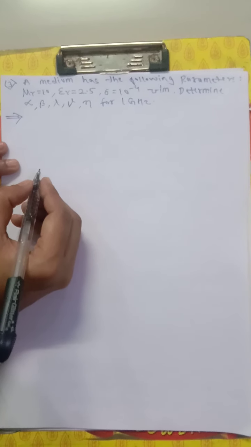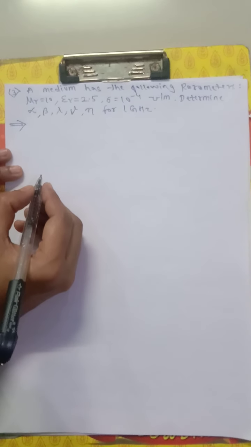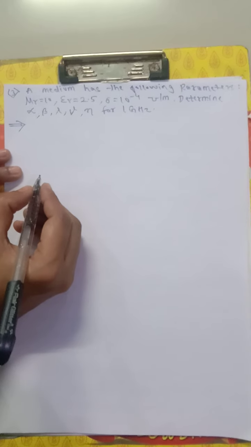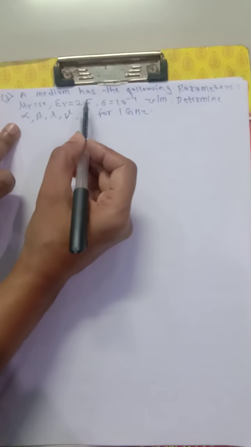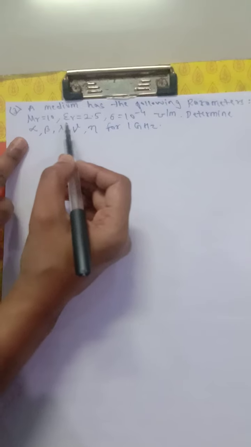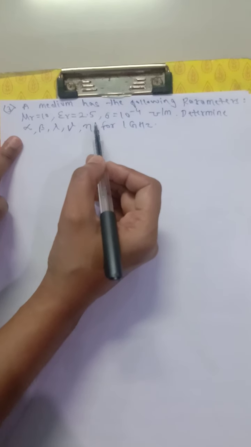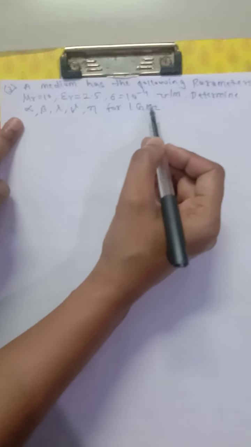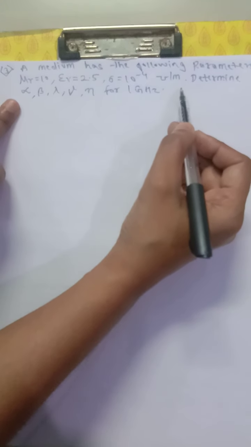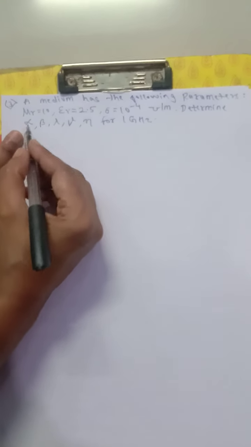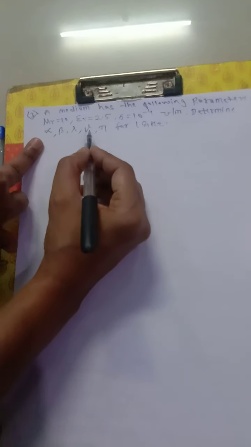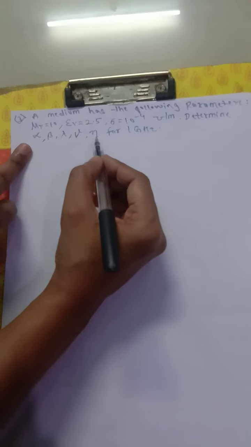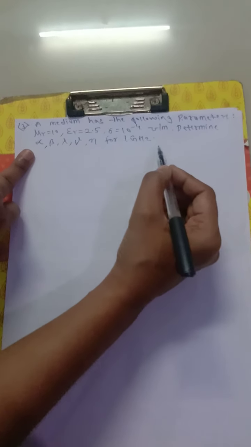Everyone, we are learning the subject of electromagnetic field theory, and in the chapter on uniform plane waves we are solving a numerical. A medium has the following parameters: mu r is equal to 10, epsilon r is equal to 2.5, conductivity is 10 raised to the power minus 4 mho per meter. Determine alpha, the propagation constant, beta, the phase constant, lambda, the wavelength, v, the velocity of the wave, and eta, the intrinsic impedance, for a frequency of 1 gigahertz.